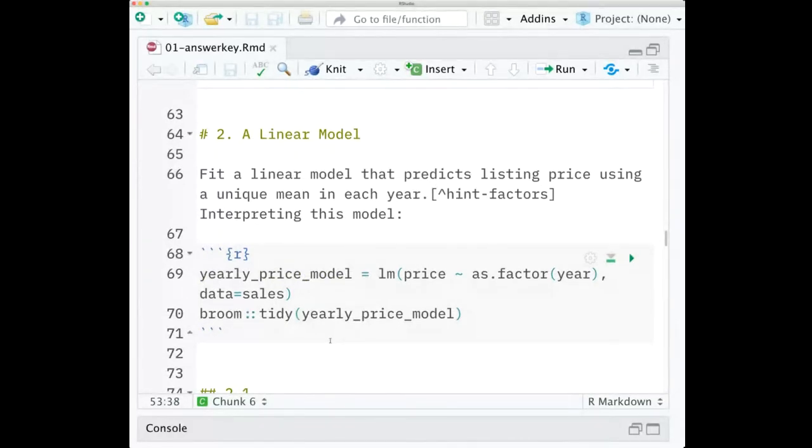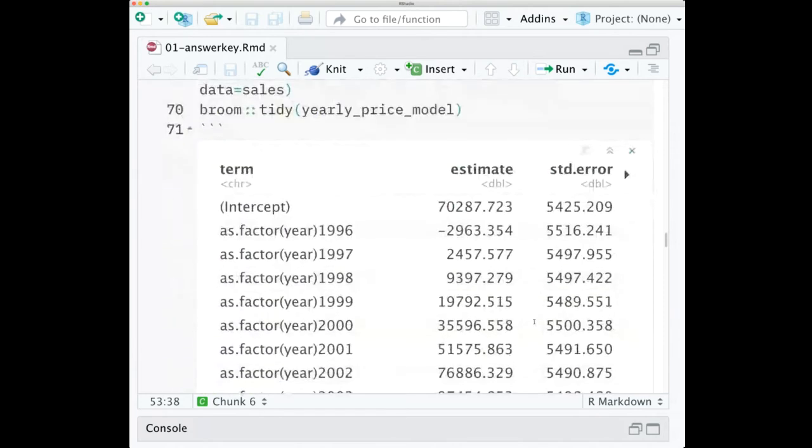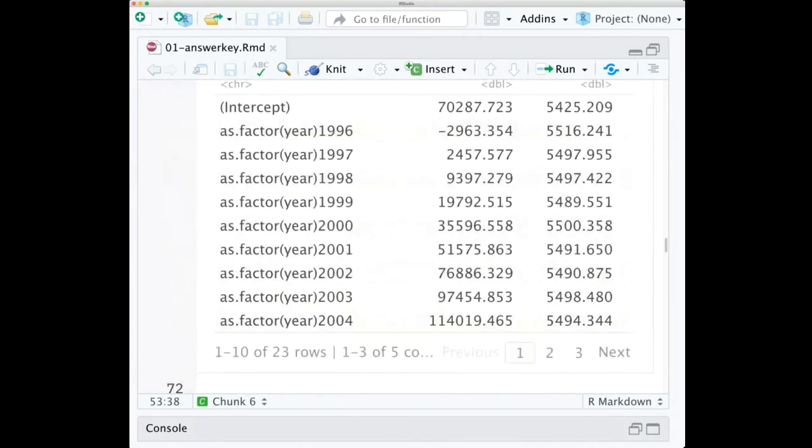Okay, next part. Fit a linear model that predicts listing price using a unique mean in each year. A lot of people had questions about this. I think it's because some of you read the data in and year already was a factor, and others of you read the data in and it was not a factor. It was confusing to many people to figure out what to do. So when I'm talking about unique means, I'm talking about treating year as a categorical variable, where you get each year as its own effect.